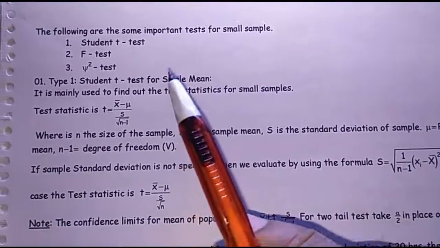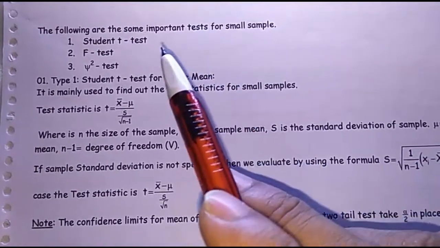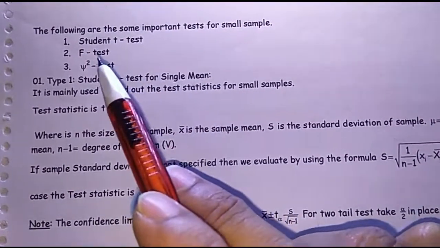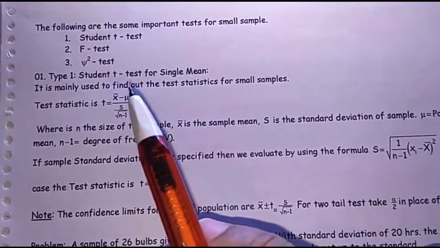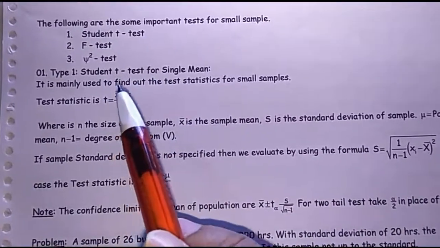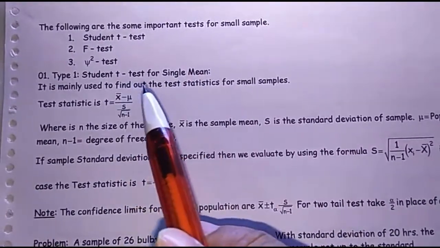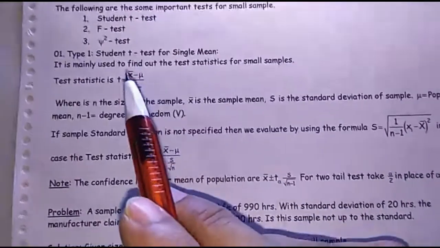Now for small samples to test the hypothesis, we have some important tests: student t-test, f-test and chi-square test. Now first take the student t-test. We have three different models in student t-test: t-test for single mean, t-test for difference of means, and paired t-test. Now take the first one.